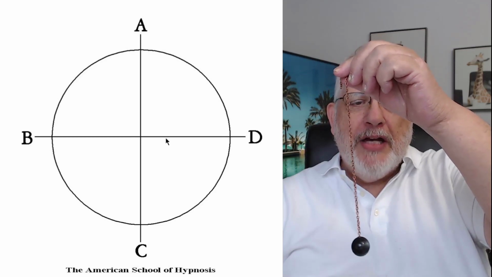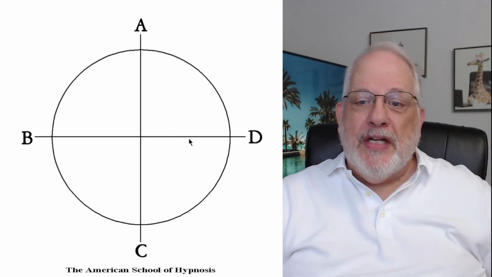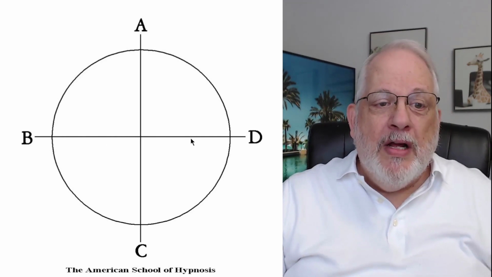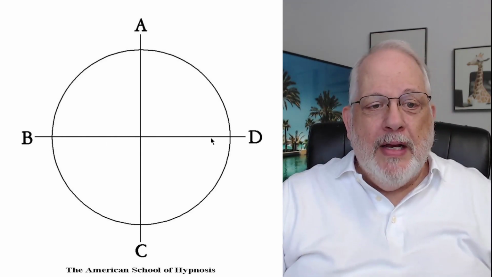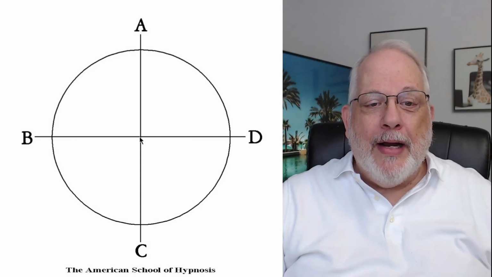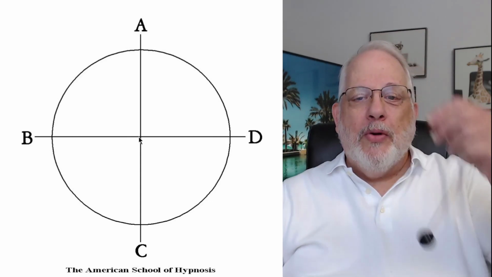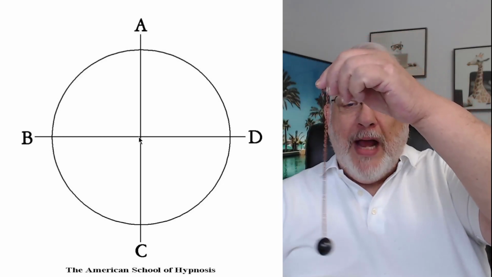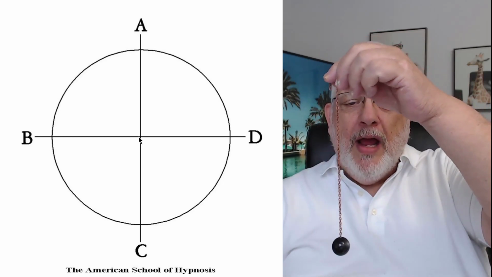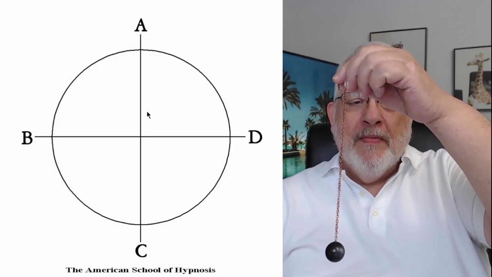As you imagine it going left and right from B to D, you're going to see the ball start to move, left and right from B to D. And you can imagine it going wider and wider and wider. Left and right. So you're doing great. Now imagine the ball changing direction and going up and down from A to C.